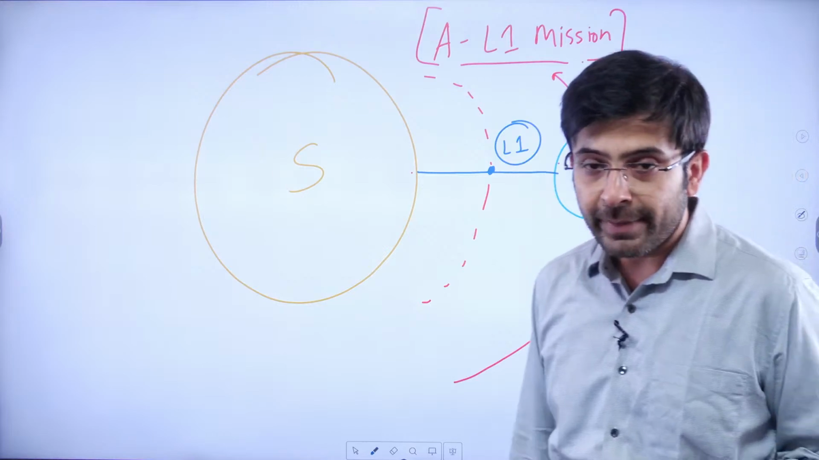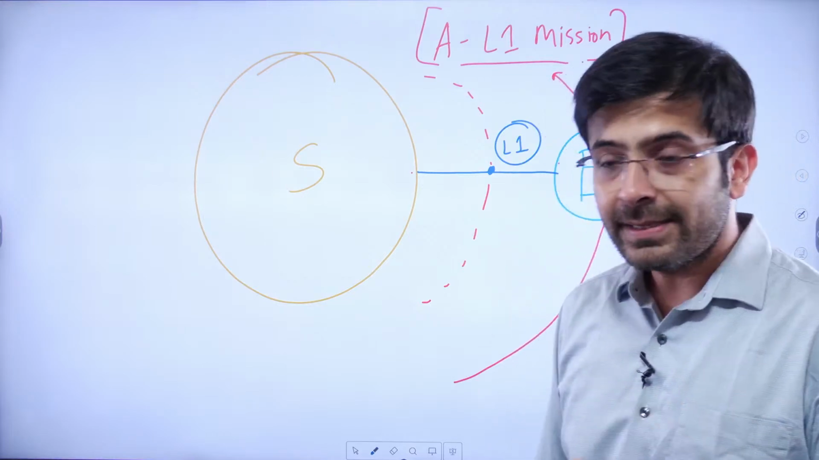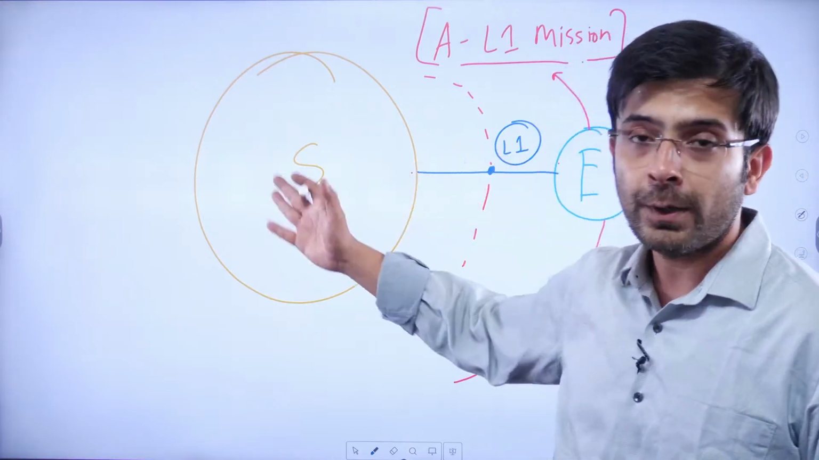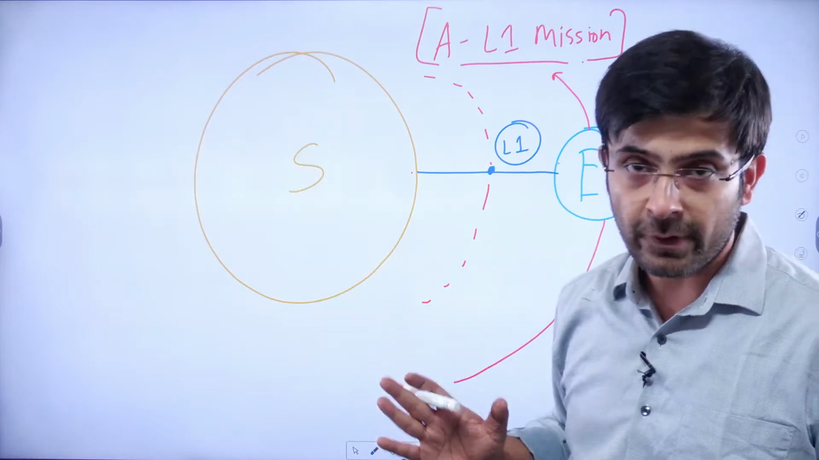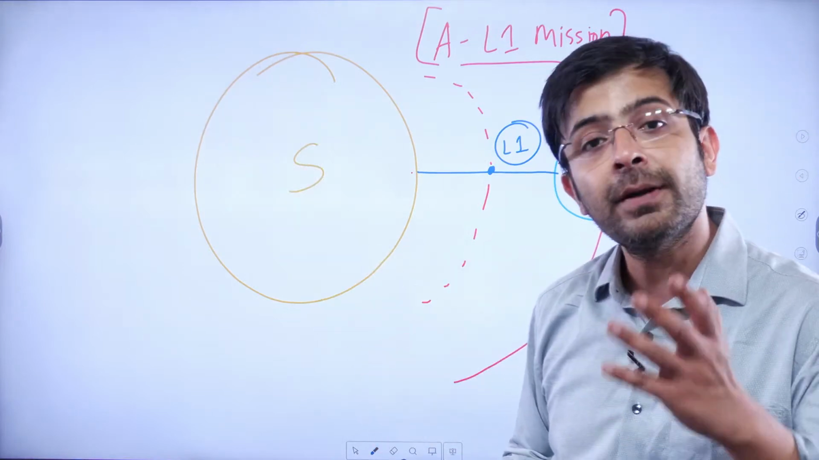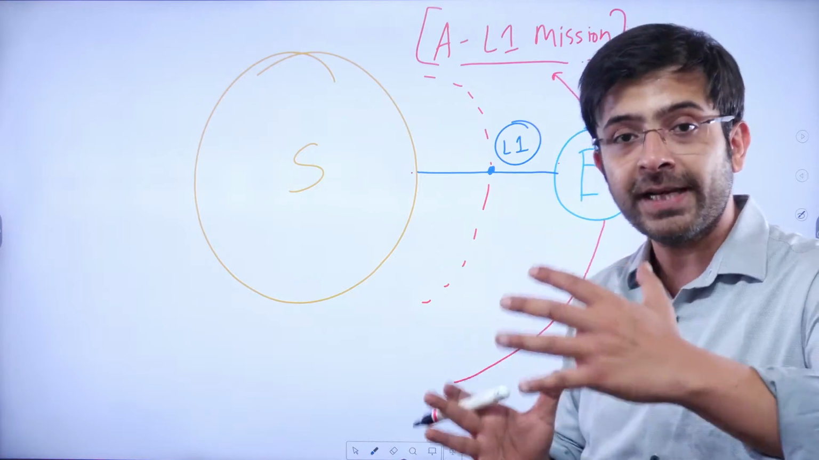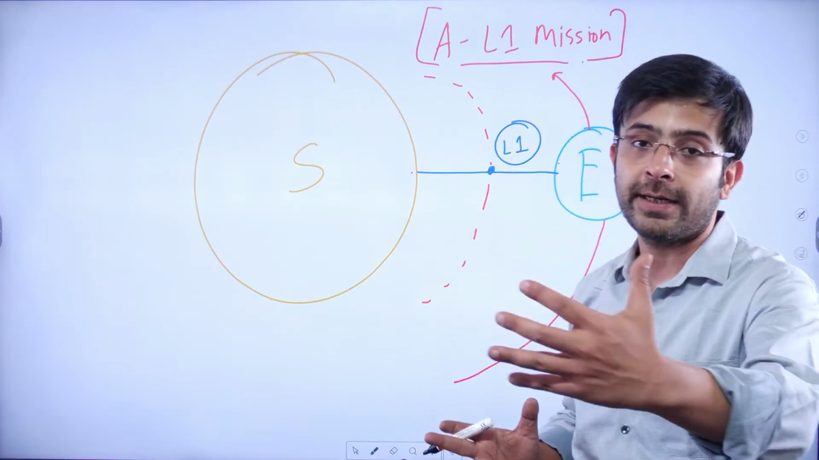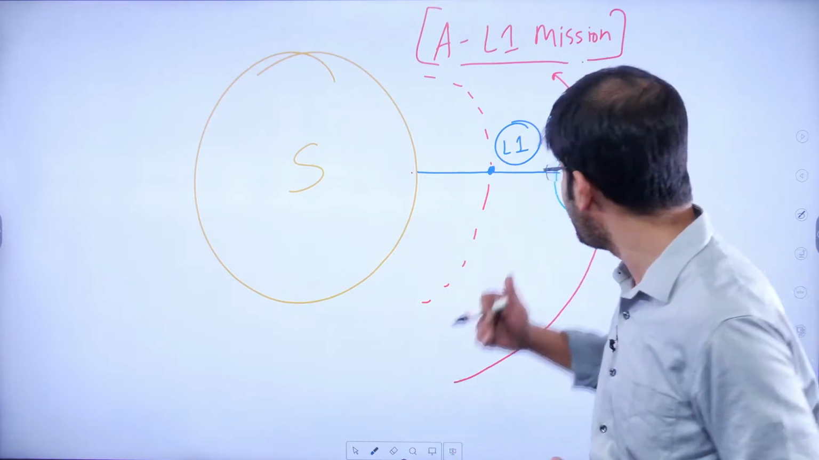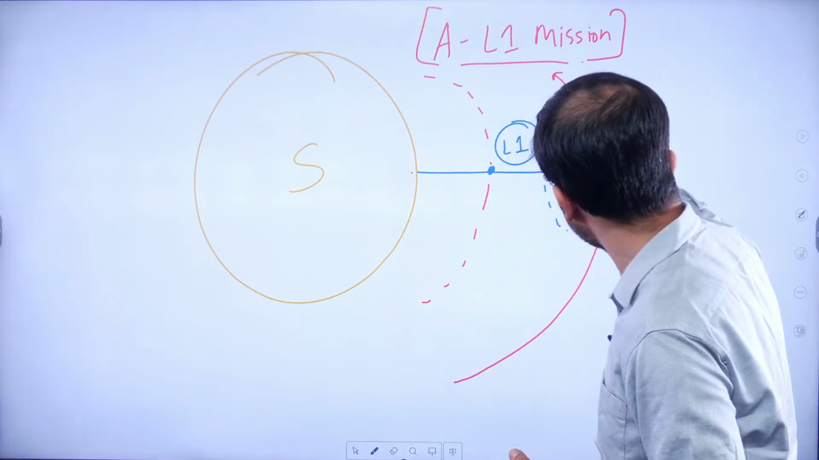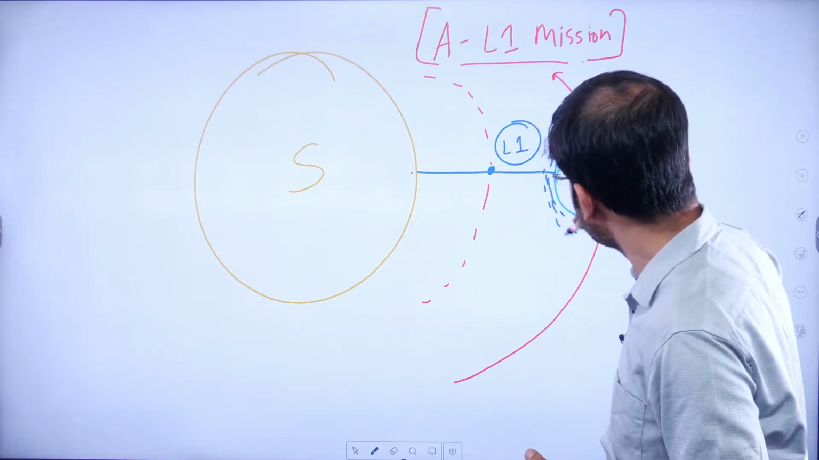Now you might be asking me, so what's the point? Why is it that we need to go, say, to point L1 to study the sun? Why can't we do it from here? Well, that's a fair question, but realize that there are a lot of objects, firstly, that will hinder you to study the sun.